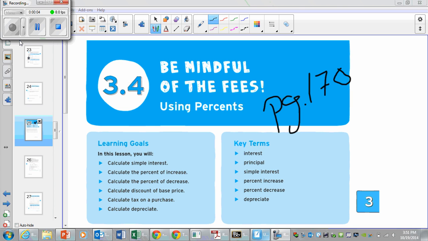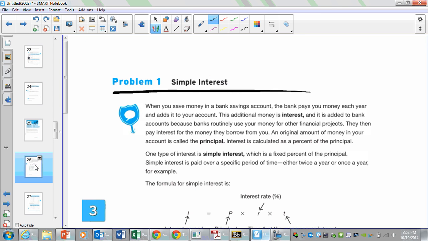Okay, so today we're going to learn about simple interest and calculating the percent of increase and decrease. You need to be on page 170 of your book. You're going to have to deal with the terrible handwriting on this.